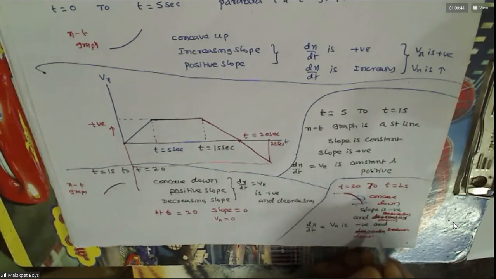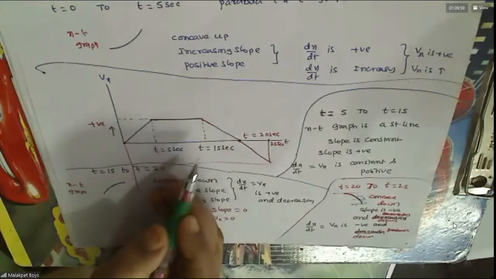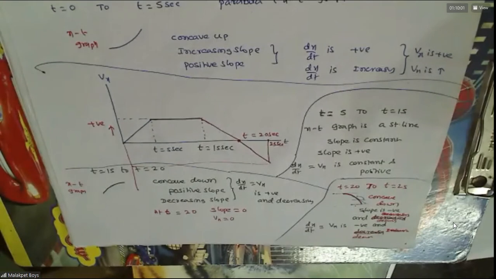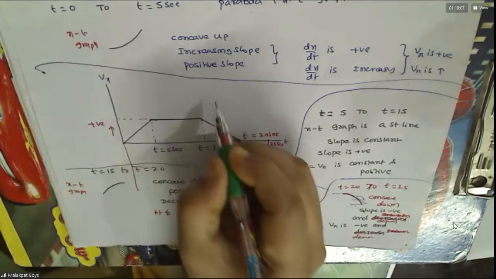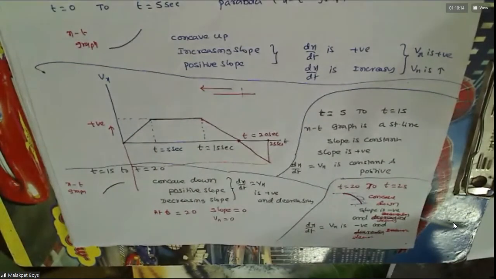So Vx is negative and decreasing. That means the value will be more negative, no? It is going away. Minus 3 is less than minus 1, no? As you go, it is decreasing only. Correct, this is correct.